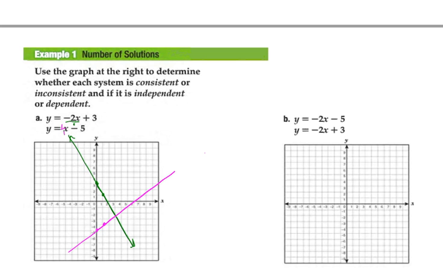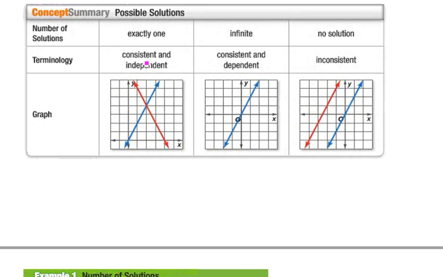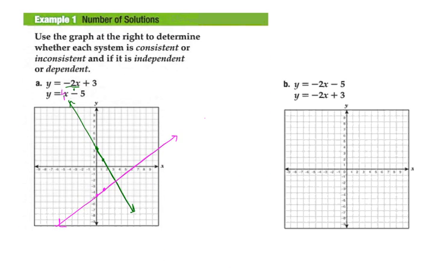All right, now we have to go back to what they're asking us to do. We're just supposed to look at the vocab of this. Which one of the 3 is this? Well, we received 1 solution. So if we look at that, remember it's consistent because we got a solution, and it's independent because they are both different graphs. So answer to this, we are going to call this consistent and independent. They didn't tell us to actually solve it. They just wanted to tell us what type of solution are we going to get.